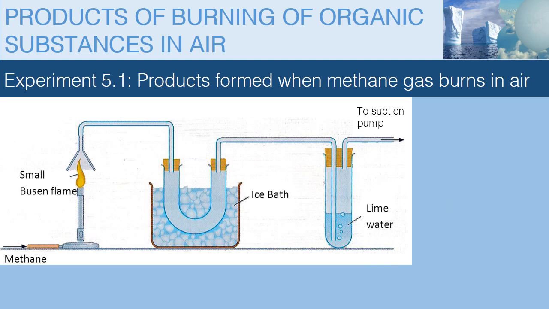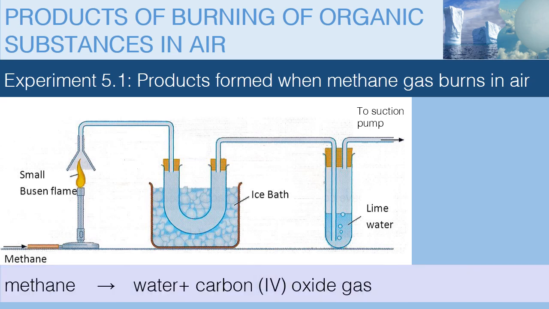So in this case, carbon dioxide and water are the products of burning methane in air, and essentially organic substances burn in air to form main products of water and carbon dioxide in the following equation.